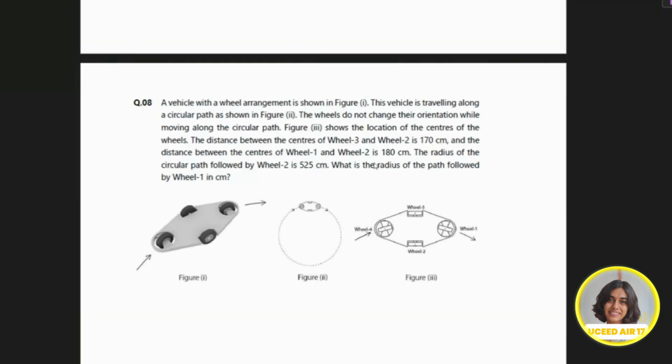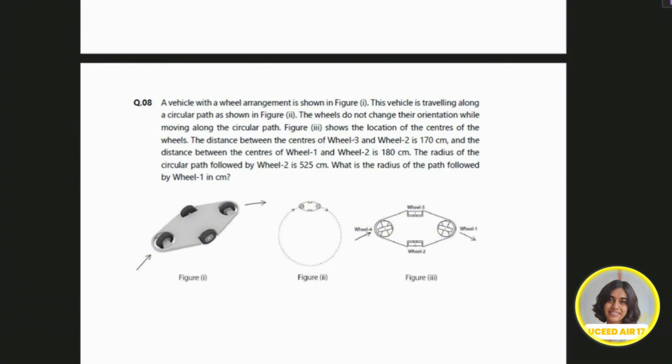A vehicle with a wheel arrangement is shown in figure 1. This vehicle is traveling along a circular path as shown in figure 2. The wheels do not change their orientation while moving along the circular path. Figure 3 shows the location of the centers of the wheels.